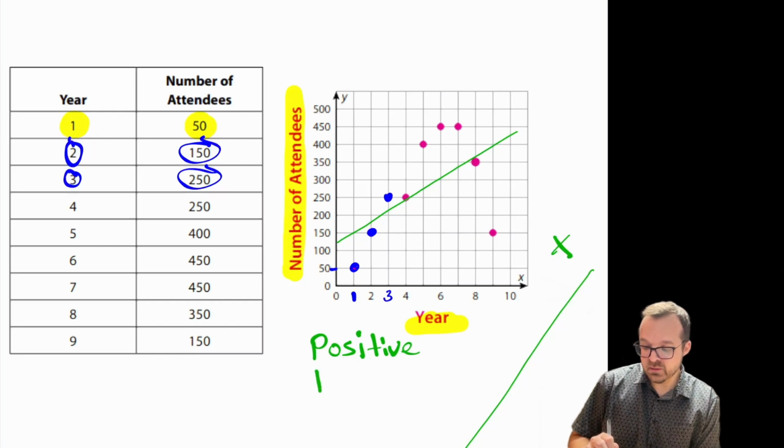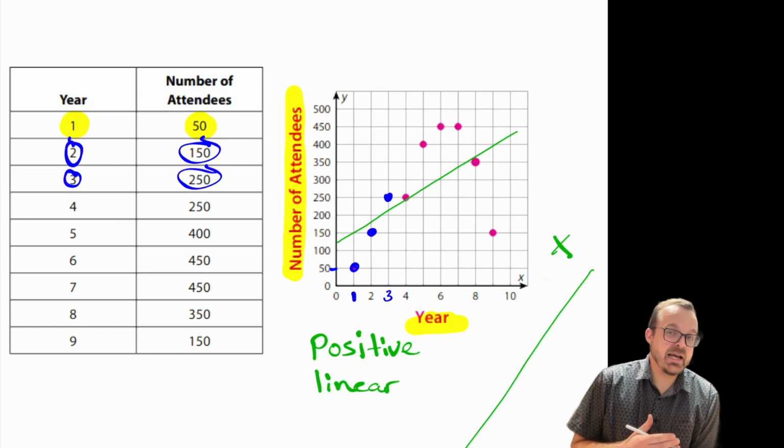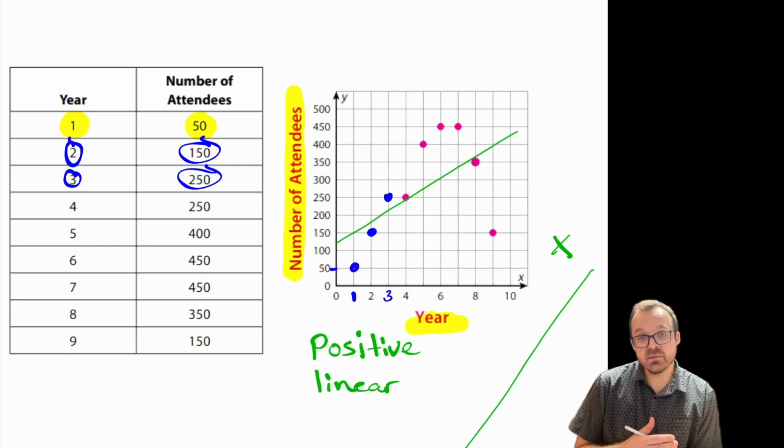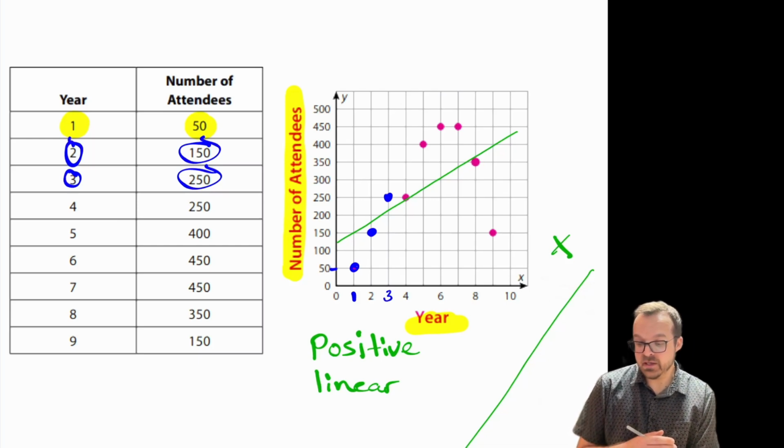I'm also a little iffy on the linear association. So kind of positive, kind of linear association. And sometimes that's just what data looks like, right? I wouldn't make any predictions based off of this. I would just say, hey, there's kind of an association here, but not really.